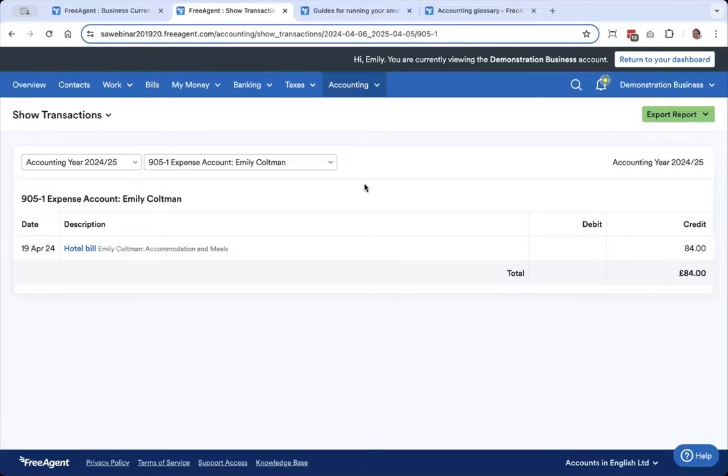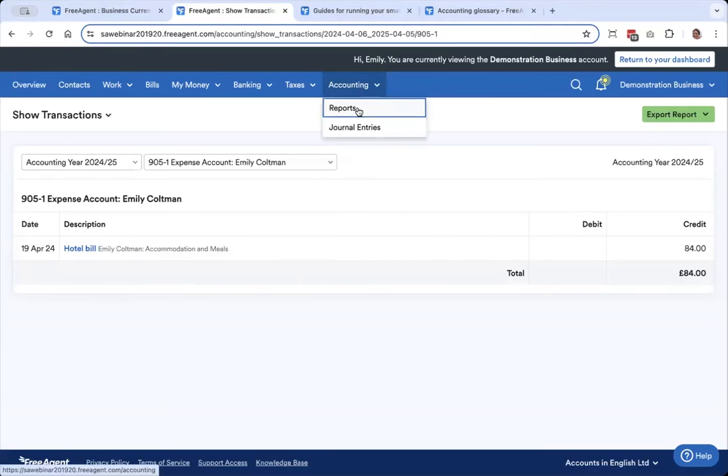Because FreeAgent is a brilliant piece of kit, but it is a piece of kit. It doesn't have a brain. It needs you to tell it where transactions should go. And you do that by posting your invoices, bills, and expenses correctly and explaining your bank transactions correctly.